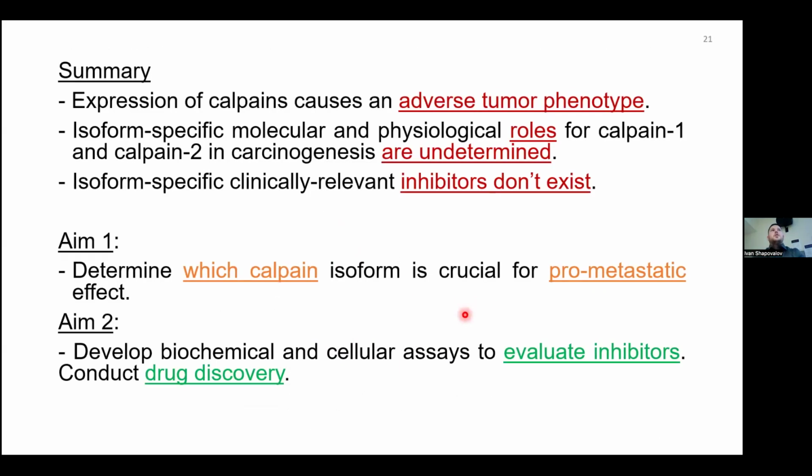So to summarize my introduction here, we know that calpains play a role in making tumors more aggressive, more metastatic. We're not certain which calpain isoform that is, either calpain 1 or calpain 2. But we also have no clinically relevant inhibitors that we can use to exploit that role of calpains in metastasis. Therefore, aim 1 of my study is to determine which exact calpain isoform is the one we need to inhibit to elicit the antimetastatic effect. And aim 2 is to develop assays which will allow us to look for novel calpain inhibitors.